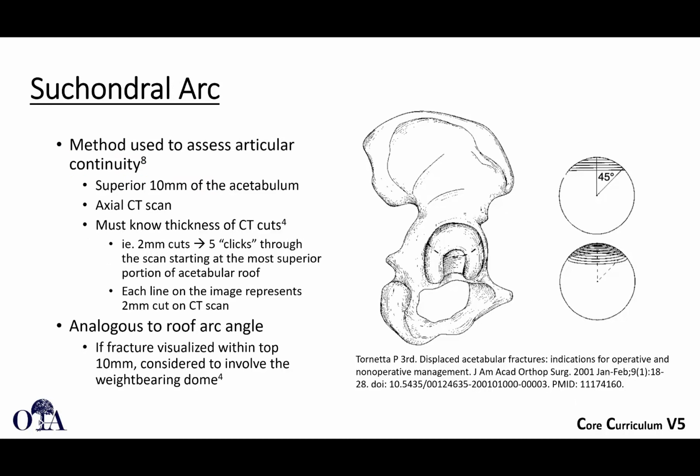The subchondral arc is a method used to assess articular congruity, as shown in this image here. If you can identify how thick your CT scan cuts are, you can then identify, for instance, with 2 millimeter cuts, it should be 5 clicks of your mouse or 5 images down to get through the superior weight-bearing dome of the acetabulum. This is a way to get the same information you would sometimes get with roof arc angles that we talked about previously.